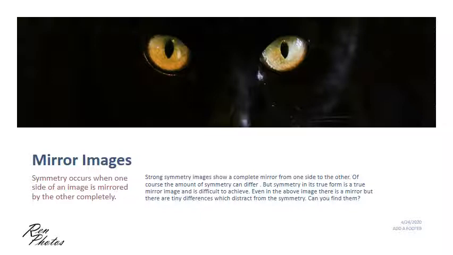Even in the image above, or in the slides, there's slight little differences, and the problem with these differences is that your eye gets drawn to them. So it can be a distraction. So like I said, for now, we just want to try and get a completely symmetrical image and see if we can use composition purposefully to do that.